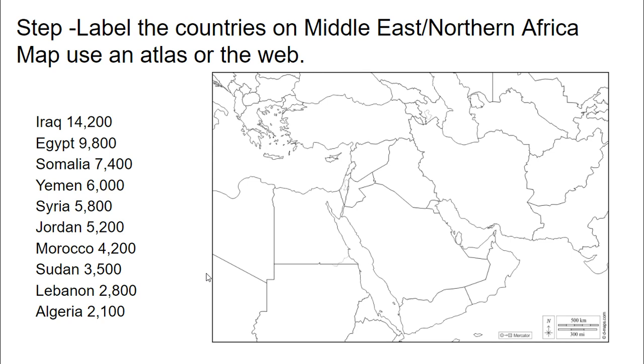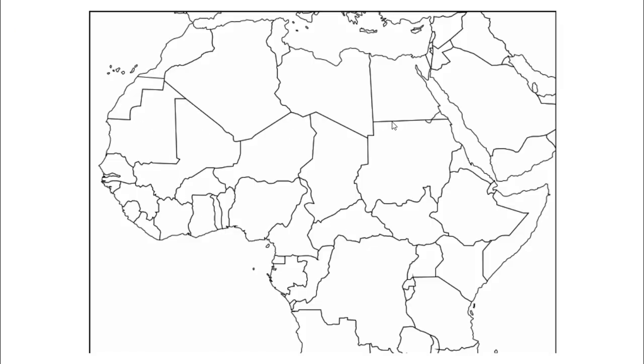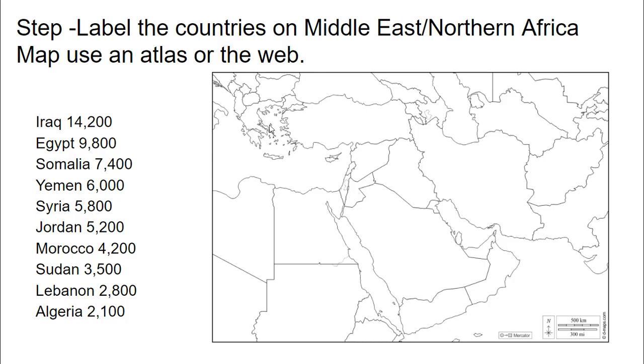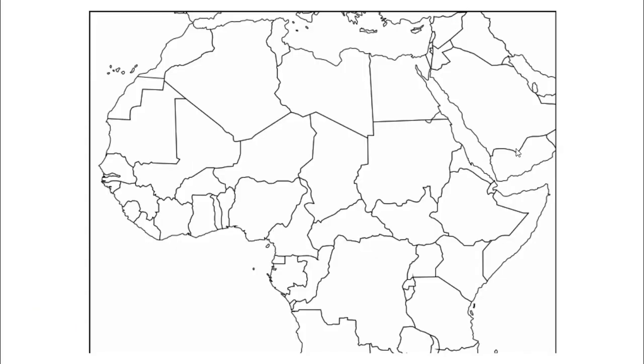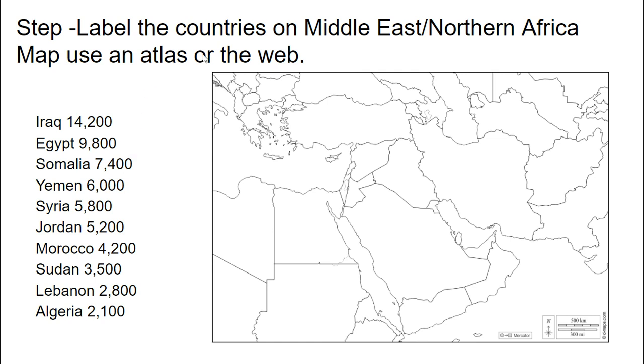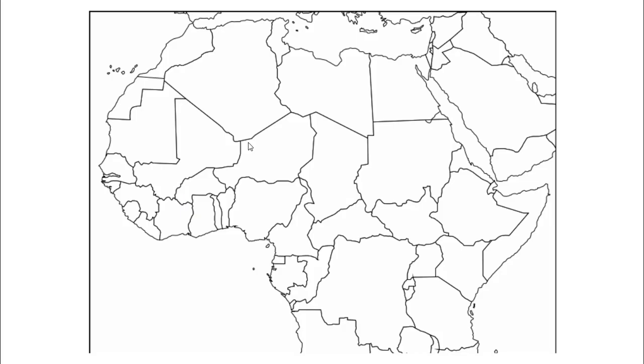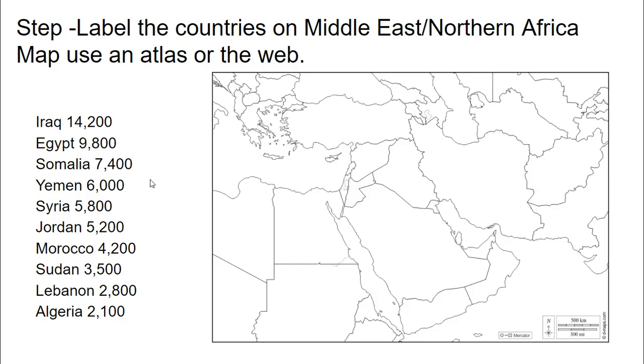So the first thing you're going to do, which is step one, is you're going to get a map of the Middle East, which here's the Middle East, and then also a map of Africa, but you're going to focus on Northern Africa for this. So we're not really too worried about Southern Africa. The first thing you're going to do is label the countries on the Middle Eastern and Northern African map. Here's the countries you're going to need to label. So it's not every country, but it is some countries in the Middle East and then some countries in Northern Africa. All right. So that's step one.